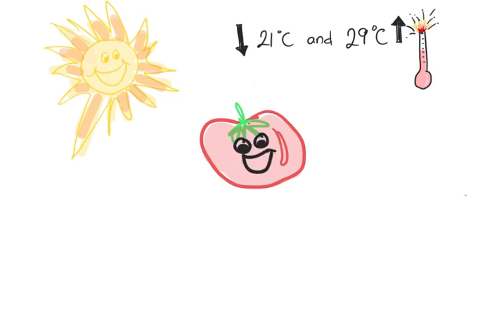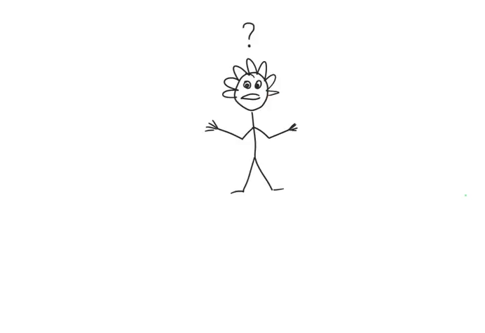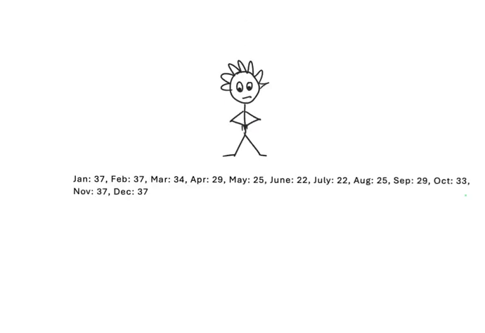To avoid this, collecting information on yearly temperature trends in your local area may be useful. Here's an example of data collected in Longreach, Queensland that shows the region's average monthly temperature in 2023. But what does all of this have to do with Cartesian planes? Well, information presented in this way can sometimes be difficult to read and interpret.